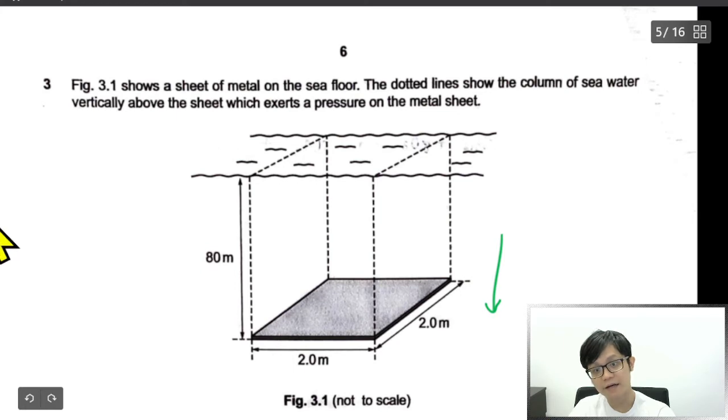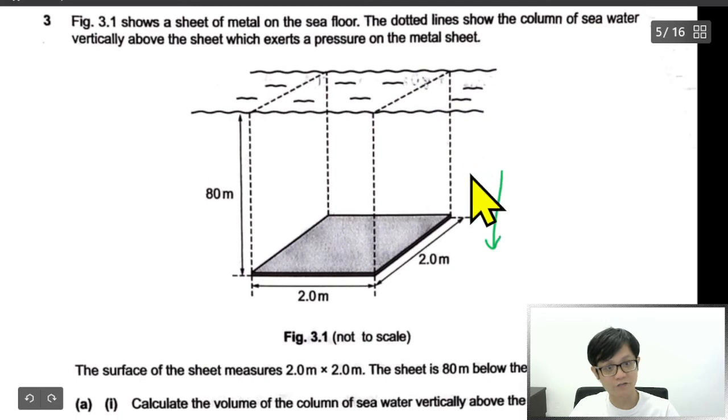That's why submarines, when they go too deep, they break, because there's a formula to calculate that the deeper you go, the more pressure you will be facing. Of course, it depends on surface area.